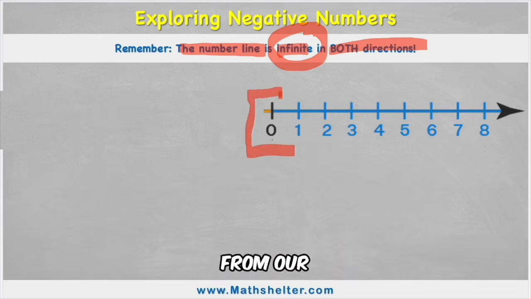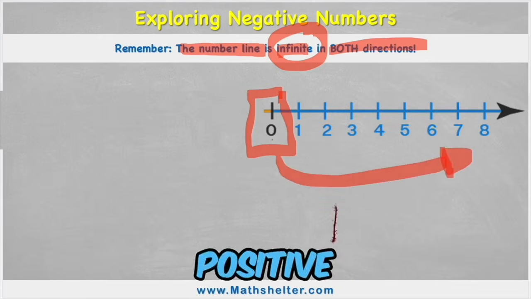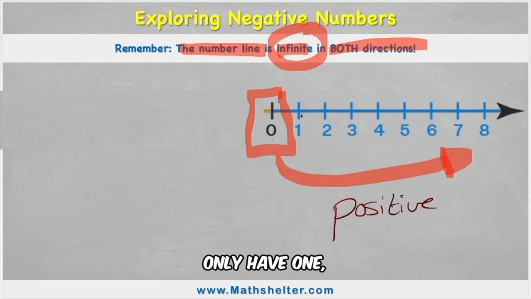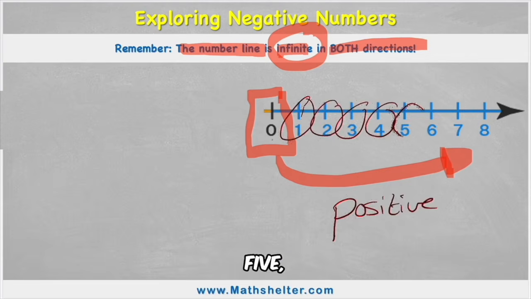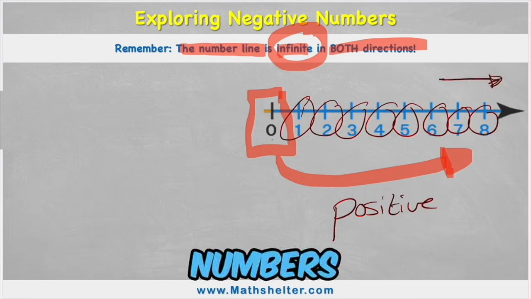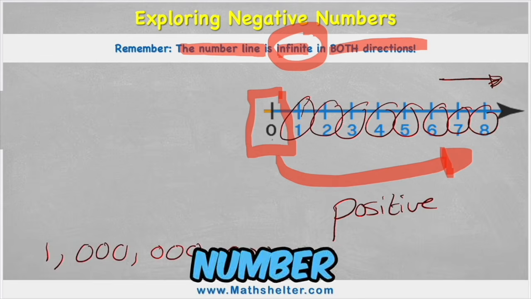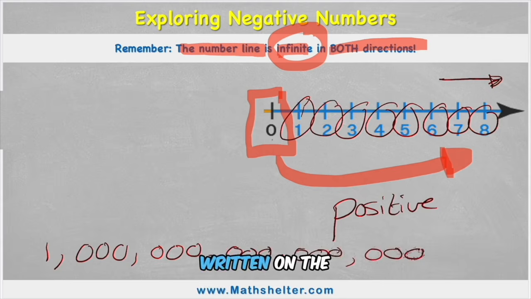Well, if we're starting from our number 0 here, everything to the right along our number line we call positive numbers. And here we only have 1, 2, 3, 4, 5, 6, 7, 8. But what I'm saying is we could go on forever. We could end up with numbers as big as this. And I can't even say this number that I've just written on the screen. But we could go on forever.